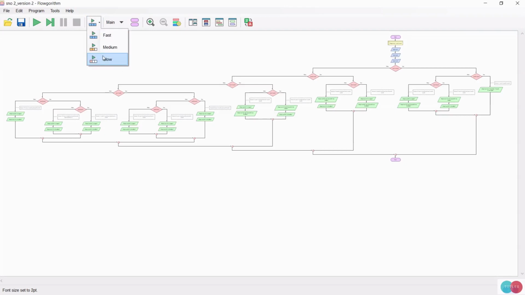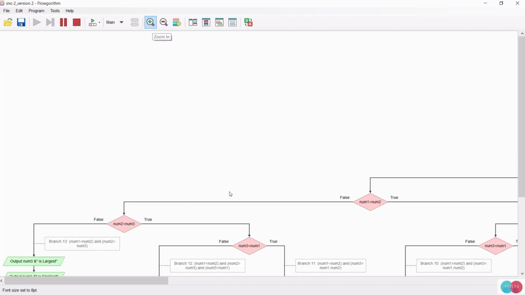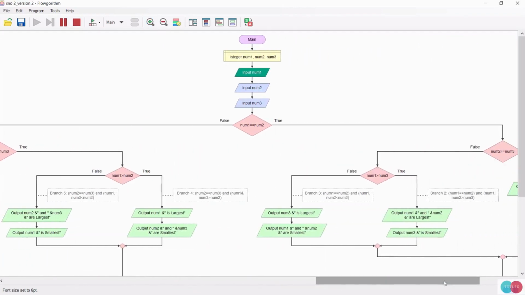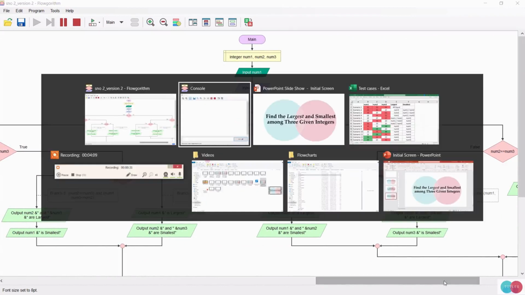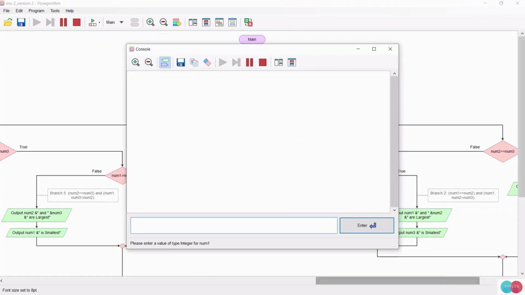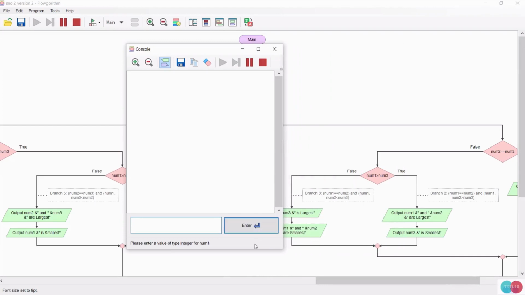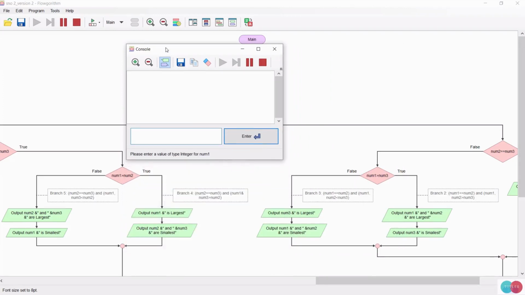Okay, so now we will execute this at a slower pace. Wait a minute, I will increase it. Okay, so this is asking for input, and with these inputs we will consider all the 13 scenarios, and we will see how exactly they behave.